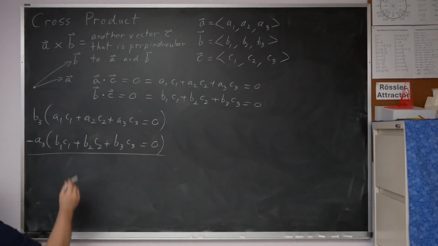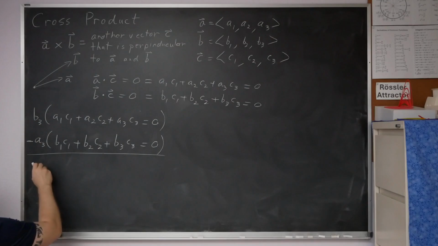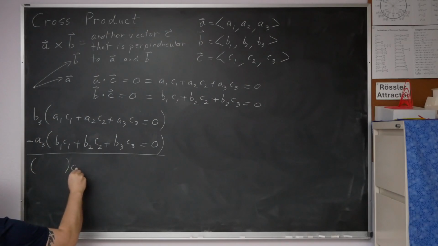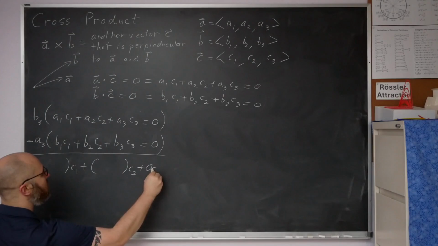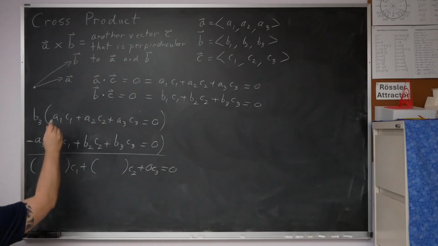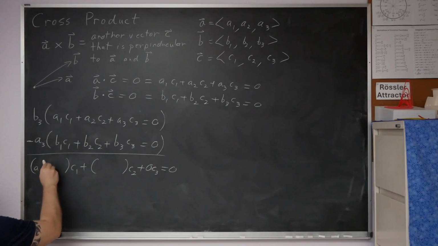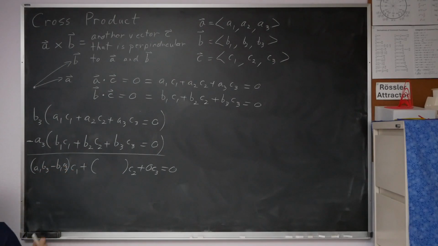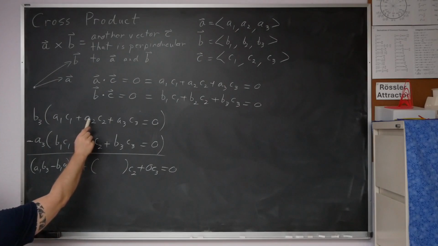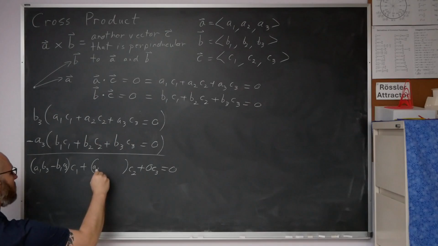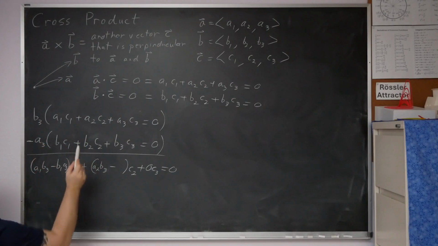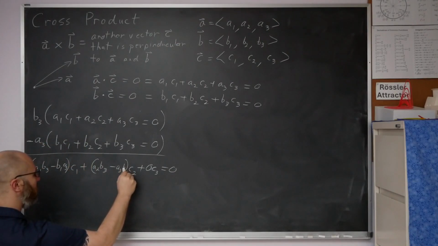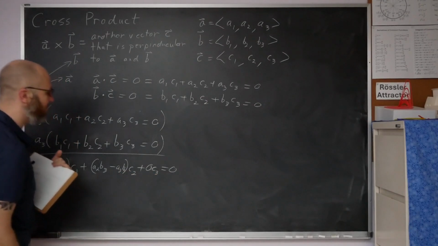But then if we write this out, I'm going to group these by C. So I have A1 times B3 minus B1 times A3. And what else do we have here? We have A2 times B3 minus A3 times B2. And then 0 C3, we wanted that to happen.